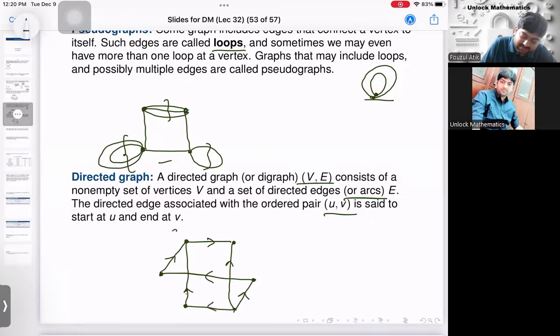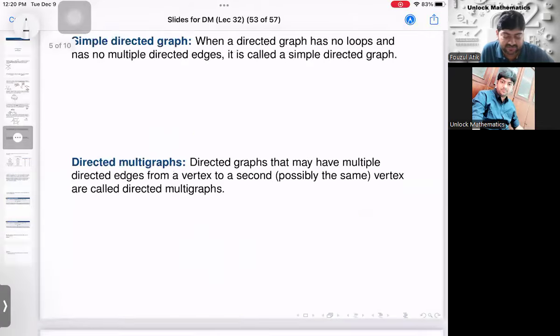like this. The vertices are A, B, C, D, E, and F. Now see AB. AB is an edge that is directed, starting at u and ending at v. So this graph is a directed graph where each edge has some direction. So the edge AB starts at A and ends at B. This is how a directed graph is defined.